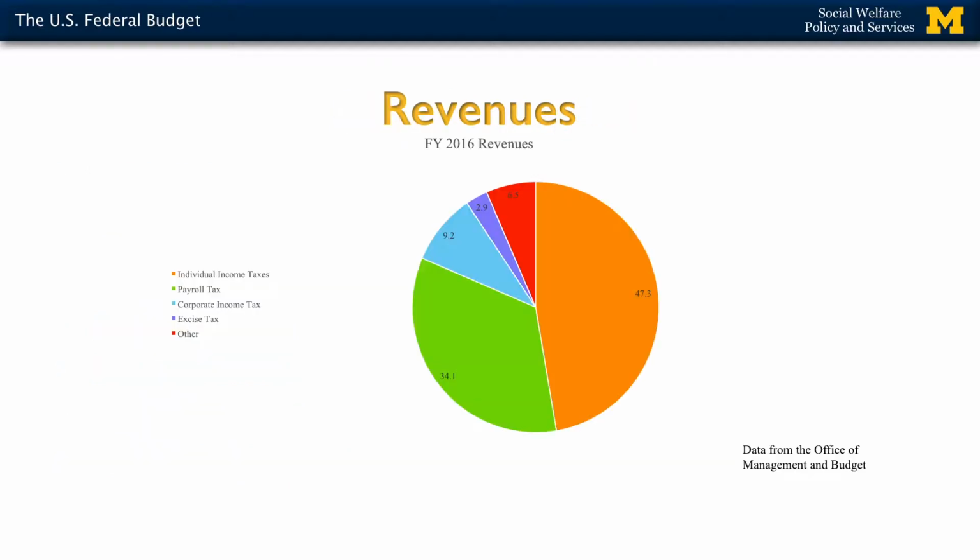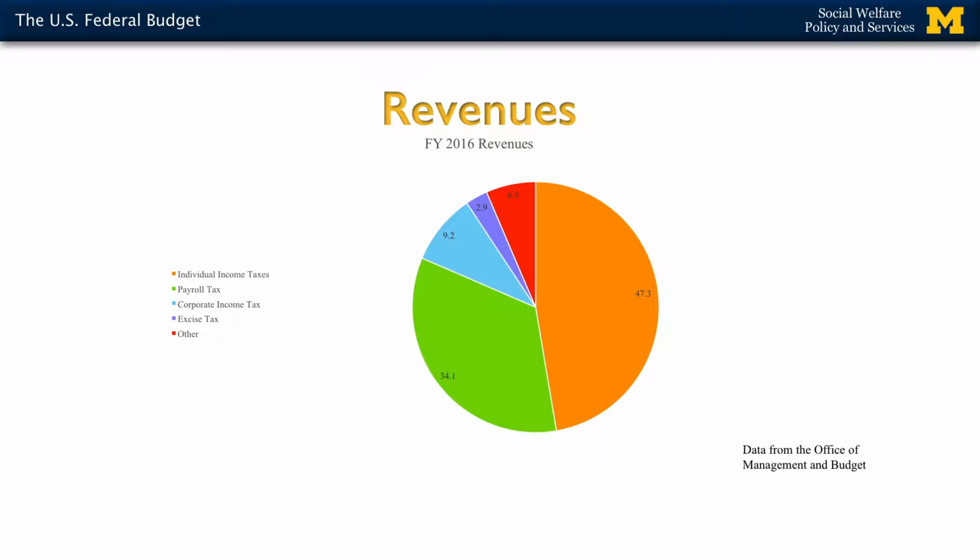First, let's talk about revenues. Revenues are really just the money that's collected by the federal government to fund itself and its services. The graph that you see shows the sources of revenues from the fiscal year 2016 budget. If you look, you can see that almost half of all federal government revenues come from individual income taxes. The next largest share are the taxes that people pay through their paychecks directly to fund the Social Security and Medicare programs. Corporate income taxes comprise about 9% of all revenues.